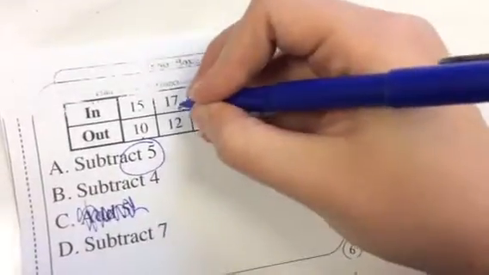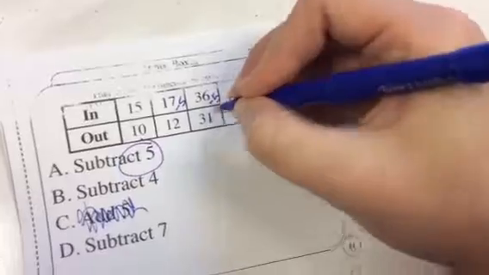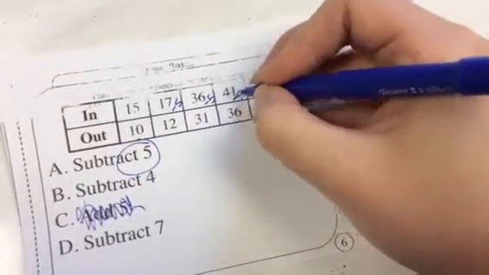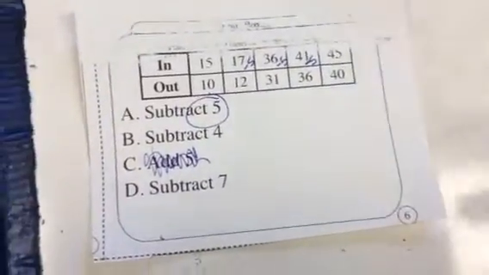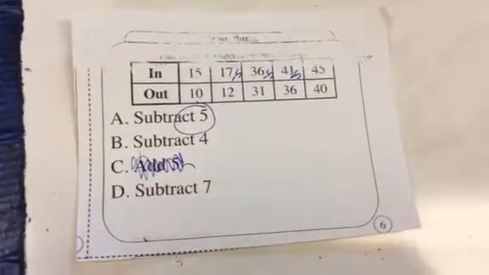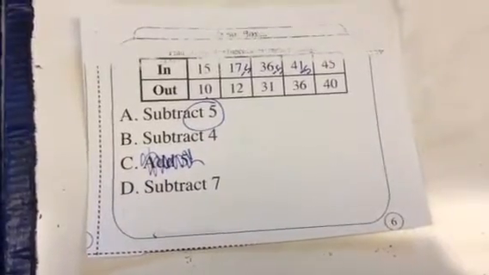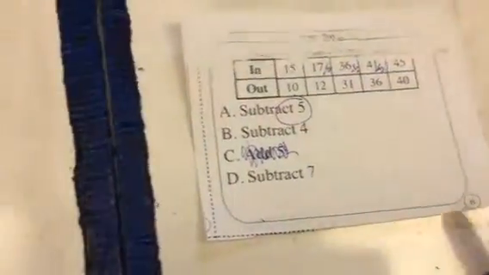In fact, if I subtract 5 from this number, I get 12. If I subtract 5 here, I get 31. If I subtract 5 here, I get 36. So my rule is subtract 5. So the reason why we went over this, friends, is because we can also use these input-output boxes when we are multiplying. So let's look at a few examples.